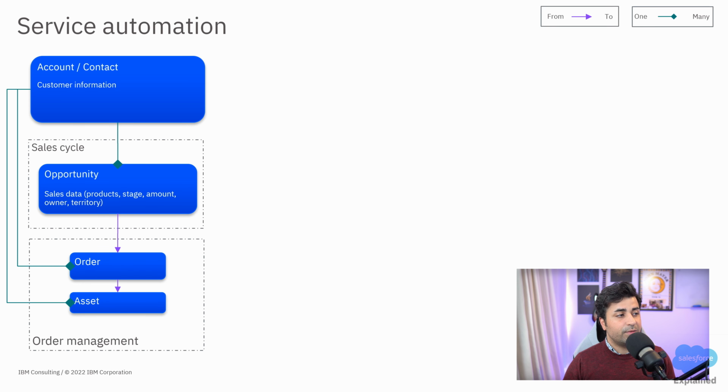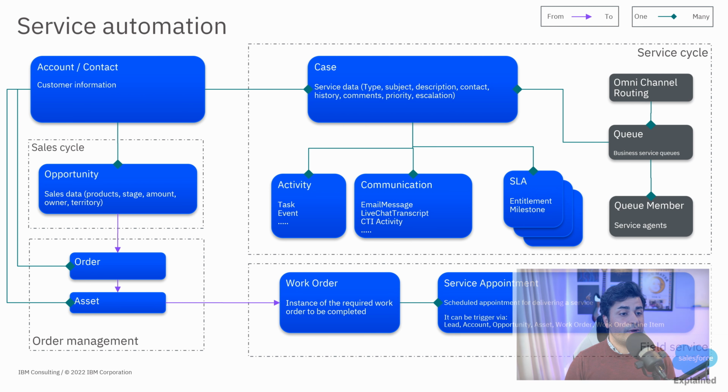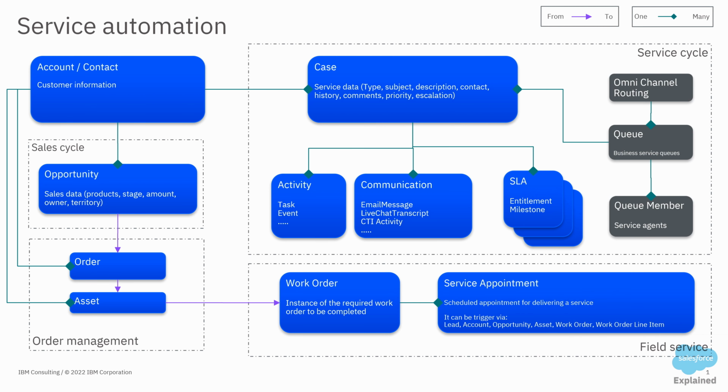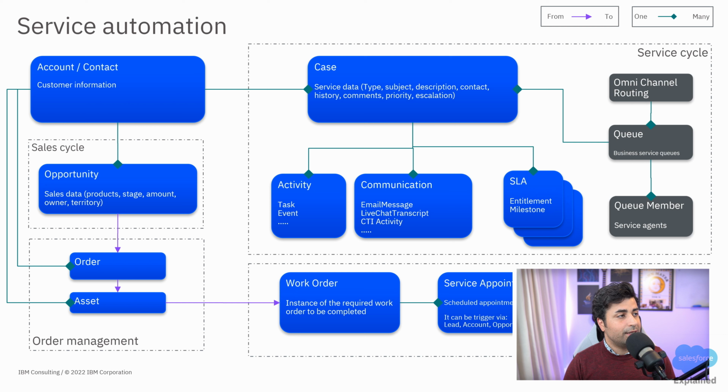And that sales information then is converted into order and assets, which then is used to trigger some field service activities if you need to manage your field service automations in Salesforce. And also you can use case, activity, and lots of different objects that go with communications to handle customer services in Salesforce. We have three main actors for today's demo.